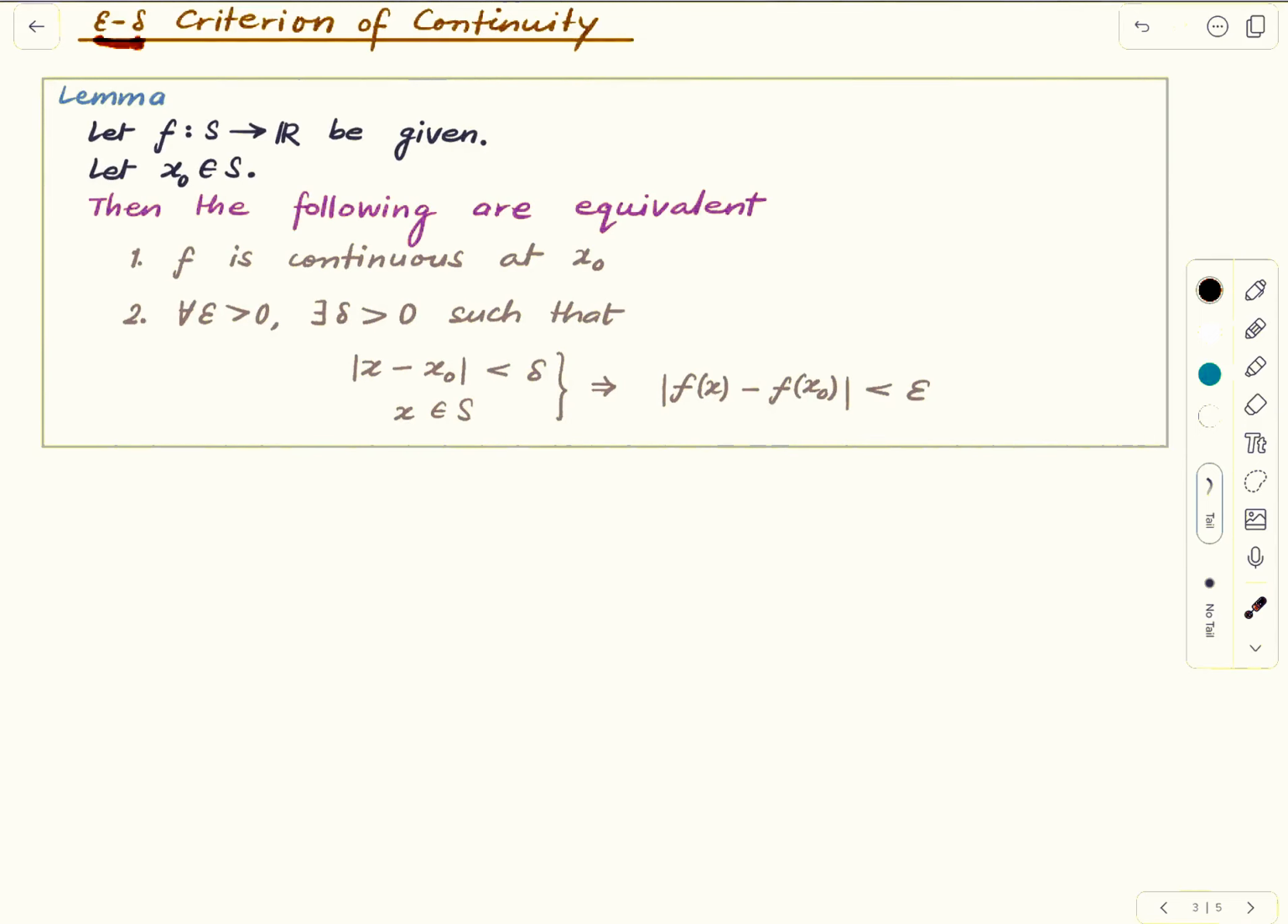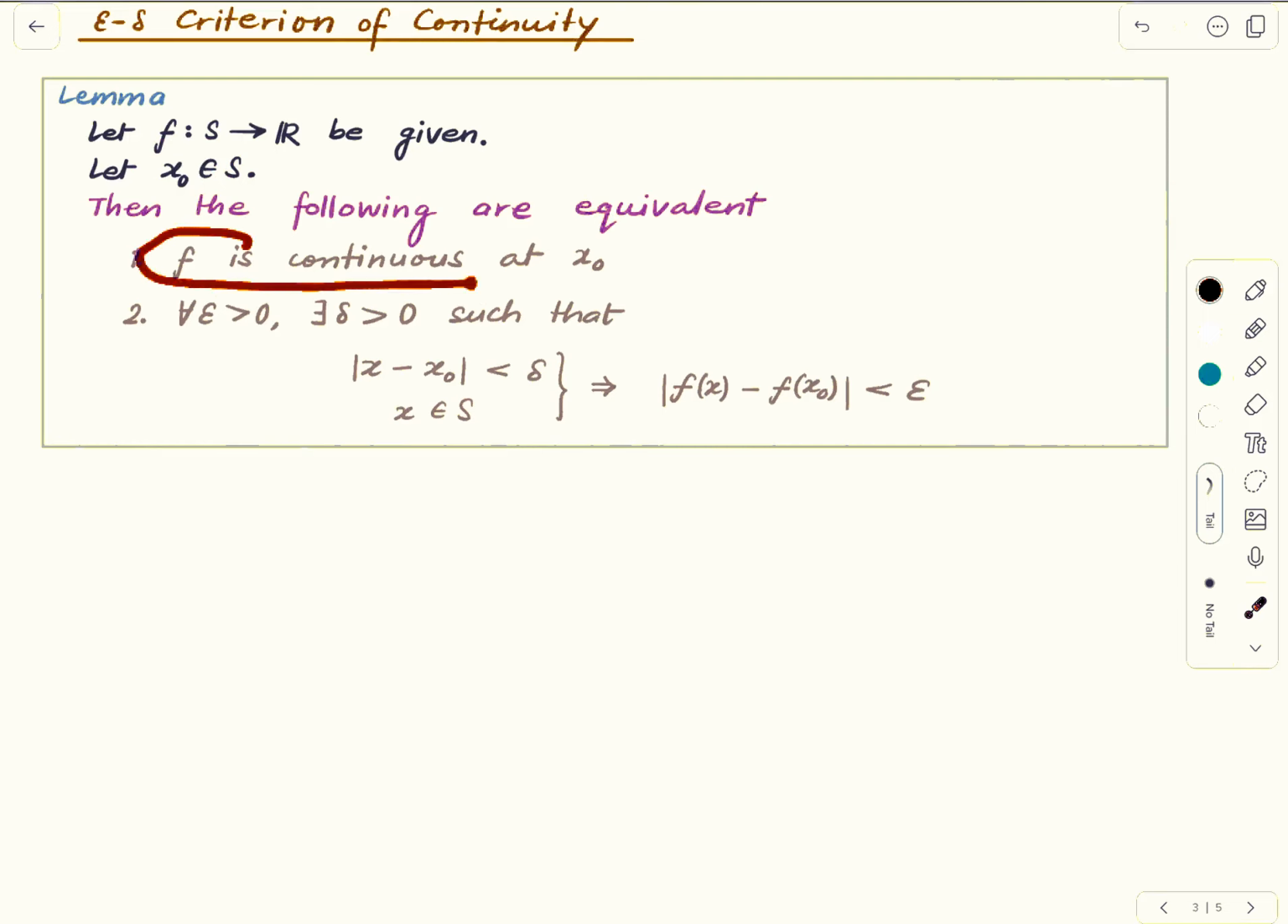So this is called the Epsilon-Delta Criterion for continuity. Textbooks usually define continuity this way, but I first defined it in a different way, and this is now a theorem. Some definition was given, which I called the geometric definition. This now becomes a theorem. So what is the theorem or lemma? Fix a function from a set S to the real numbers, where S is a non-empty subset of R, and fix a point x0 in S. Then the following are equivalent.